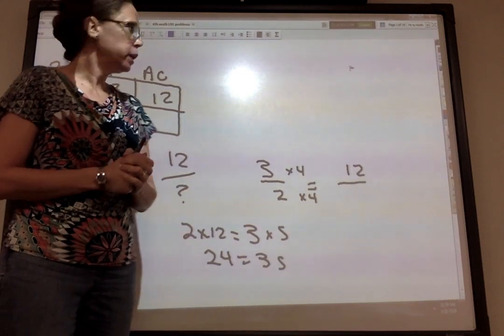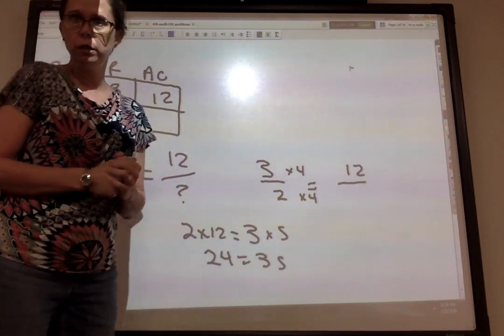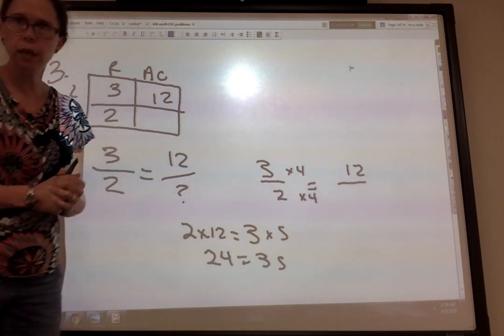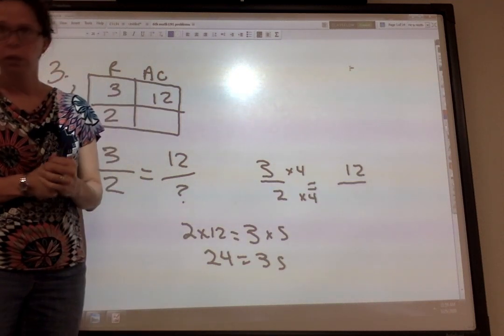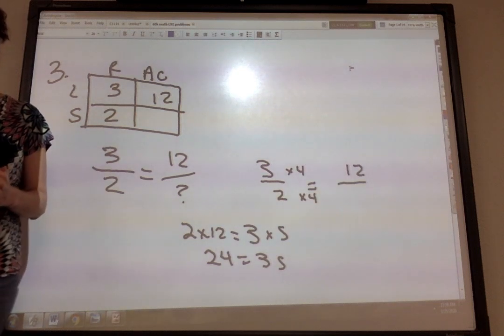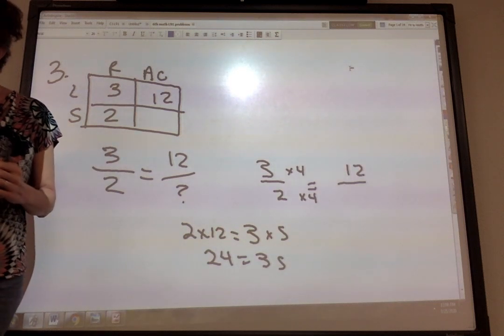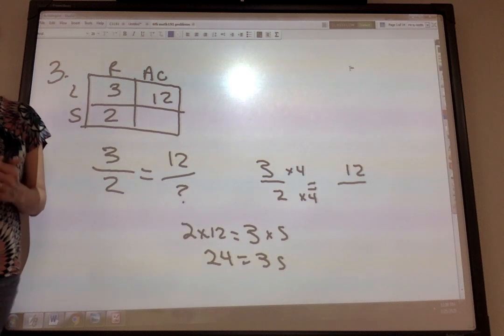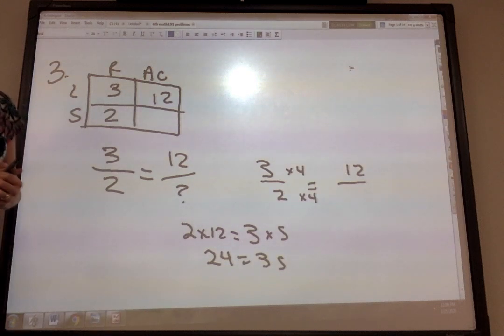Okay, so this video is showing how to work out the problems from lesson 91, which you were assigned. Our first problem is number 3, on page 476. They want you to draw a ratio box to solve this proportion.